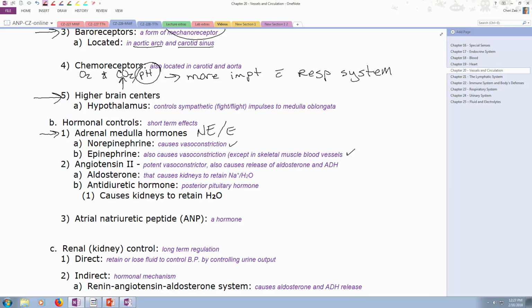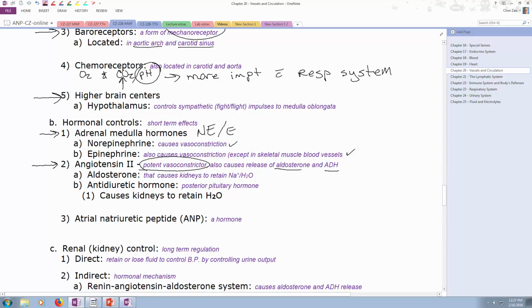Another hormone I want you to learn about is called angiotensin II. It's commonly seen in our older literature and exams as angiotensin, so that's just because it's easier to be lazy. So angiotensin and angiotensin II, I want you to realize, are meant to be synonymous in this course. Angiotensin II is also a very potent vasoconstrictor. It is also going to cause the release of aldosterone and antidiuretic hormone.